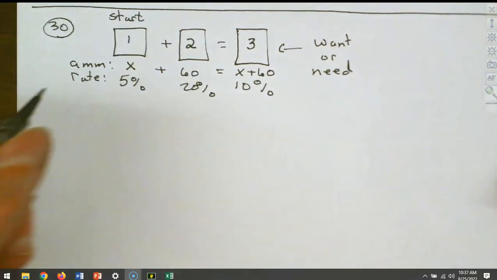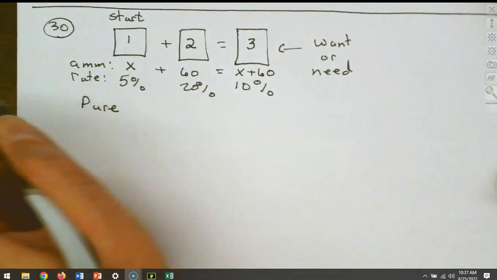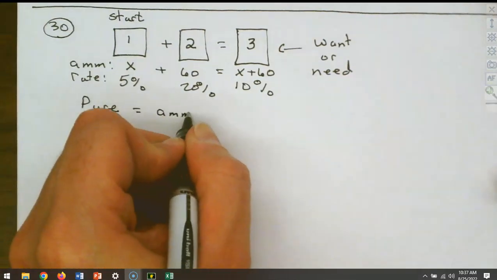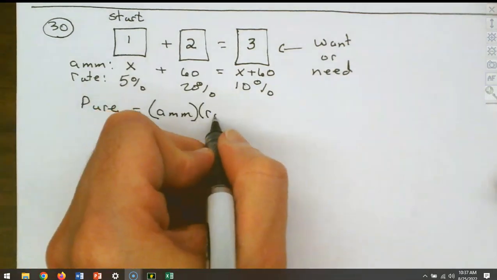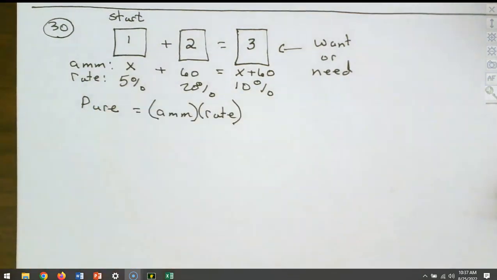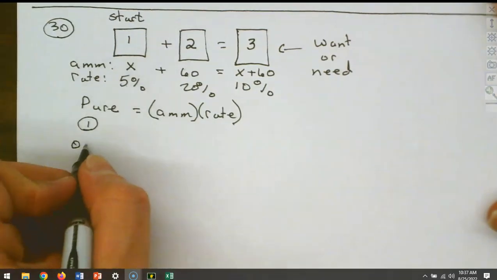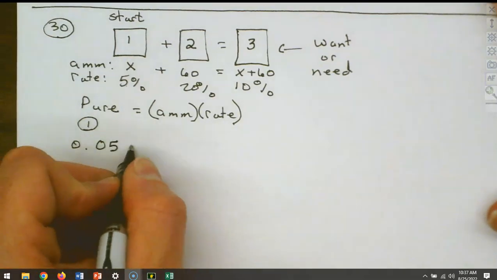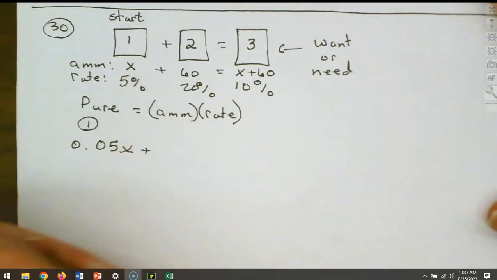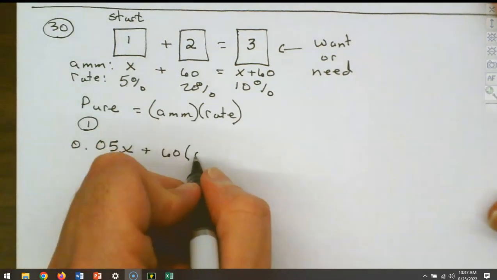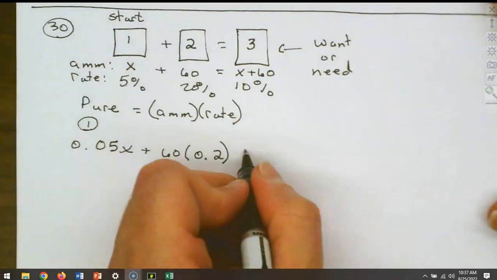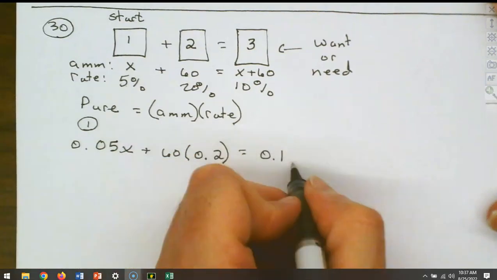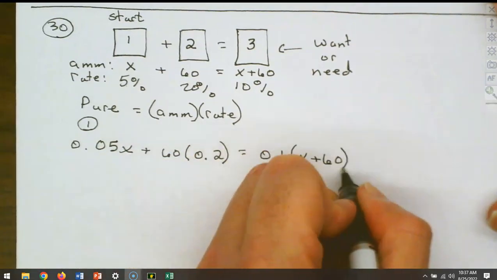And now we build our equation. And again, we're going to look at the pure. And the pure is the amount times the rate. So we're going to add across here. When we make our pure, we multiply. So let's look at our first one. 5%, that's going to be 0.05. Watch your decimals here. 0.05x plus 60 times 0.2 equals 0.1 times x plus 60.